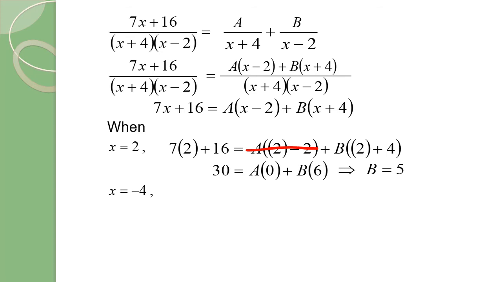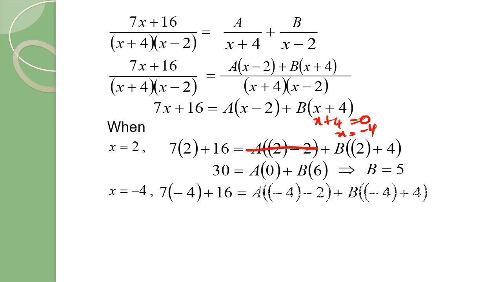Or here, we take another factor when x plus 4 equals 0, so x equals negative 4. When x equals negative 4, directly B will be 0 because B will multiply with negative 4 plus 4, which is 0. So 7 of negative 4 plus 16 equals A multiplied by negative 4 minus 2 plus B negative 4 plus 4, which is this part will be equal to 0. So what we have on the left side is equal to negative 12 and the right side equal to negative 6A. So A is equal to 2.